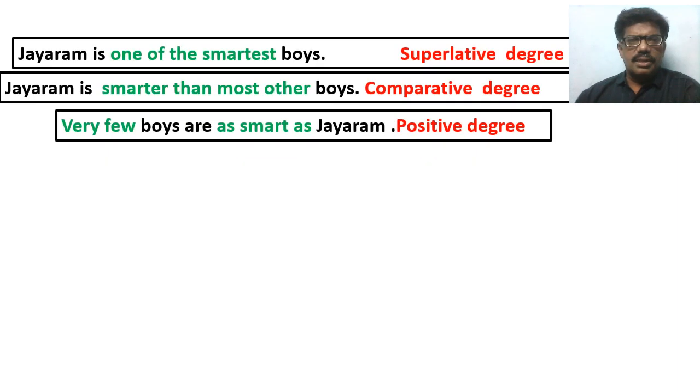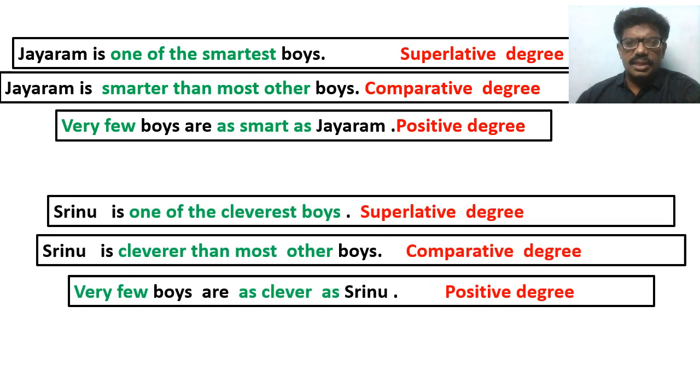Now, Jairam is one of the smartest boys, superlative degree. Jairam is smarter than most other boys, comparative degree. Very few boys are as smart as Jairam, positive degree. In the same way, Srinu is one of the cleverest boys, superlative degree. Srinu is cleverer than most other boys, comparative degree. Very few boys are as clever as Srinu will be the positive degree.